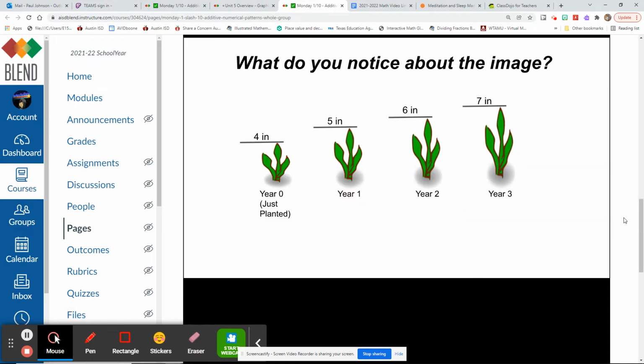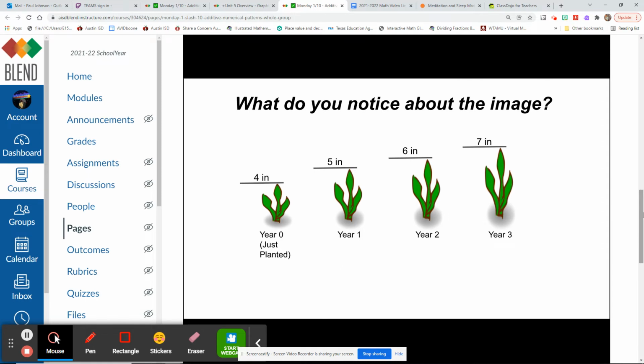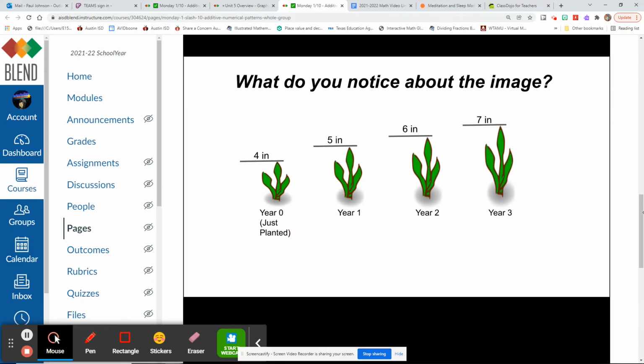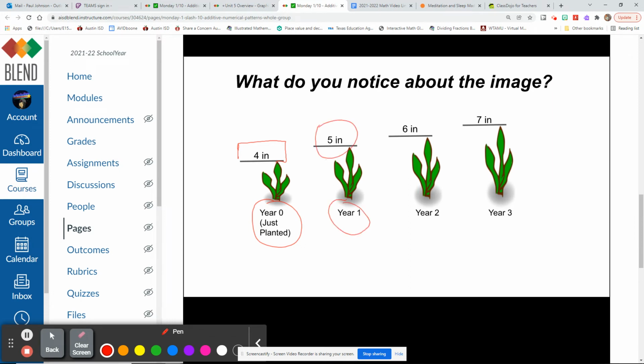Okay, so here is some data. All right. So, pretend you're in science and you have a long 3-year science class. So you're looking at a plant, and we're looking at the data for the plant. So it looks like when the plant was just planted, it was 4 inches tall. So new plant, 4 inches tall. After 1 year, it was 5 inches tall. After 2 years, 6 inches tall. After 3 years, 7 inches tall.